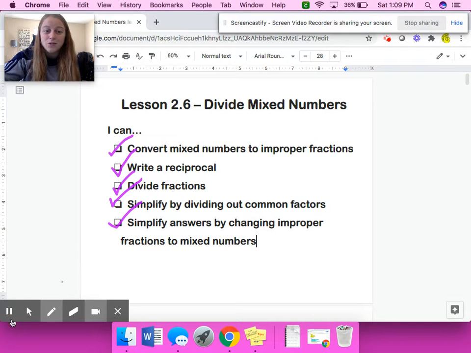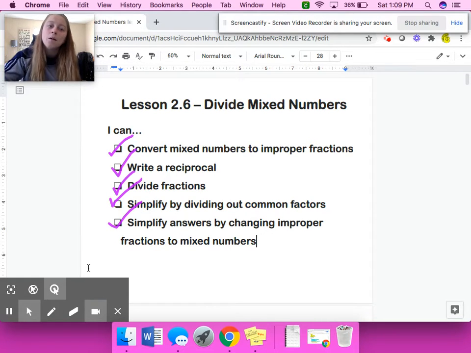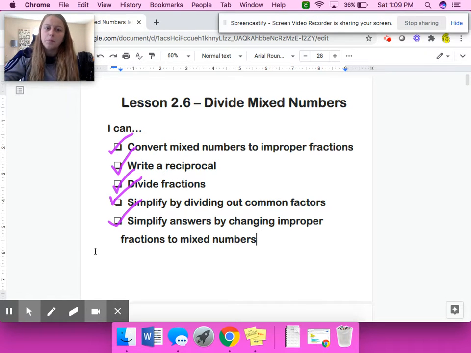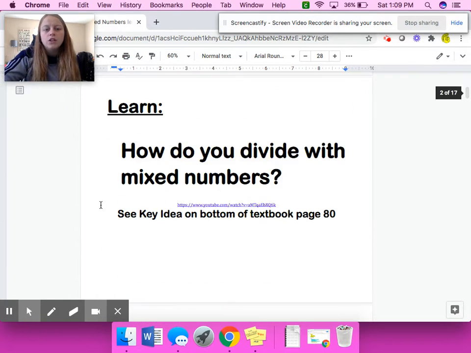We are not actually doing anything new today. What we're doing is taking all the things we've learned and combining it into one type of problem. So let's go ahead and learn, how do you divide with mixed numbers?